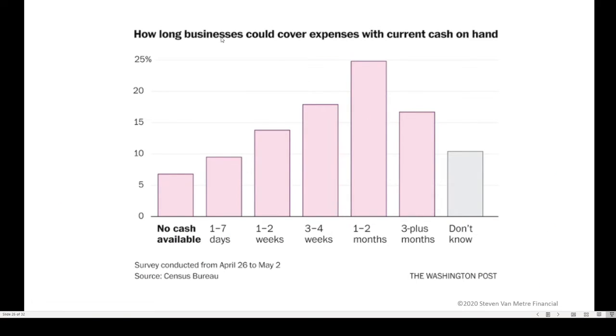This came from the Washington Post this week. How long businesses could cover expenses with current cash on hand. In 1 month, half of all businesses out. So we see 7% have no cash available. About 10% have 1 to 7 days, 2 weeks, just shy of 15%, 3 to 4 weeks, probably around 18%. Add these up, and what you find is in 1 month, 50% of all small businesses, well, actually it says all business, but I'm going to go with small businesses, are out of money.